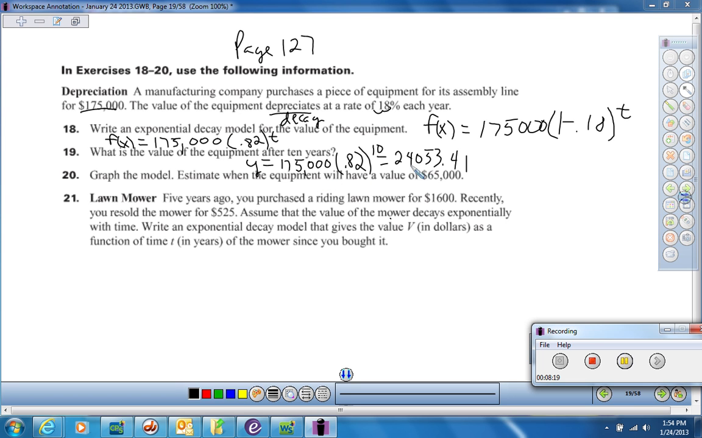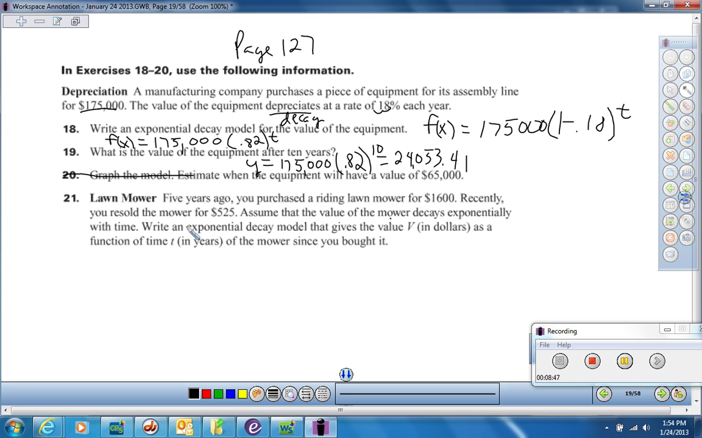Now it's money, and we would use this on our taxes for this company. So we'll put in a decimal place, but it should be $24,053.41 is what the value of the equipment is after 10 years. We're not going to graph it right now, but we could look at it later.